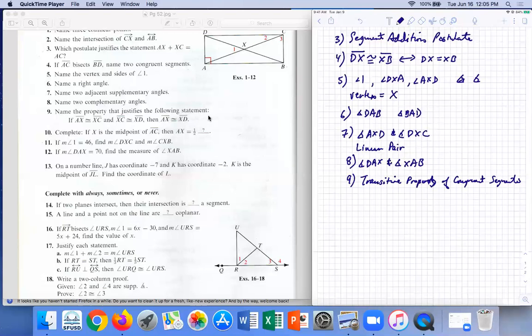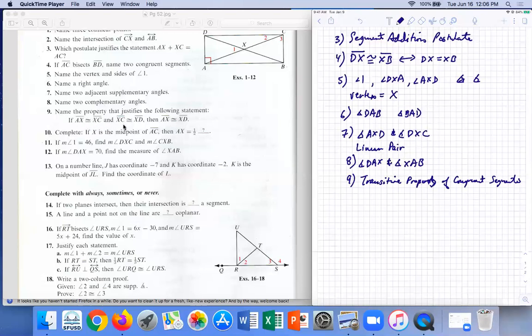You also have property of equality, where the difference is that instead of congruence, it's just equal signs, right? If A is equal to B and B is equal to C, then A is equal to C. That's transitive, where you have that bridge. So definitely review your properties. It looks like there's a lot of them to review, but it's congruence and equality. The only difference is that symbol in the middle.